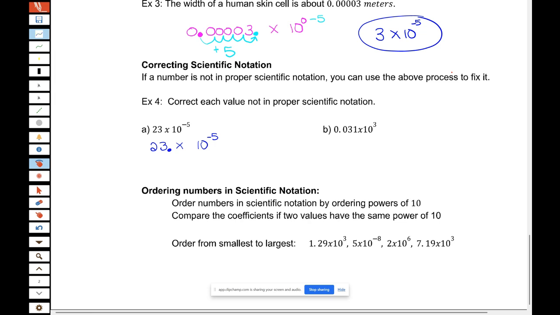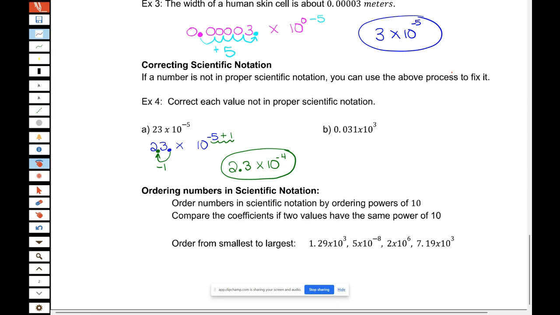All right, now I'm going to move that. I'm going to make this number be between 1 and 10. So I have to move it to the left one space to fix it, which means I do the opposite and add one space there. So it's very similar to writing a number in scientific notation. You just move the decimal to where it has to be between 1 and 10. So my new number is 2.3 times 10 to the, and when I add my exponents, using my laws of exponents, I get negative 4.